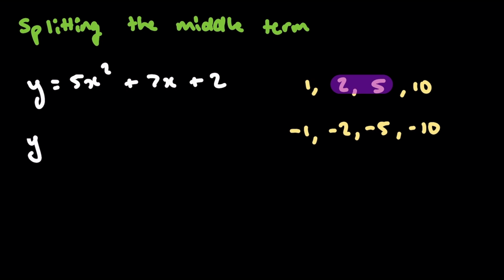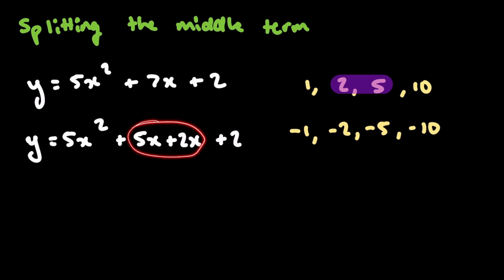We need to split the middle term so it looks like y equals 5x squared plus 5x plus 2x plus 2. And the reason I'm splitting it up into 5x plus 2x is because those were my two numbers, 5 and 2.